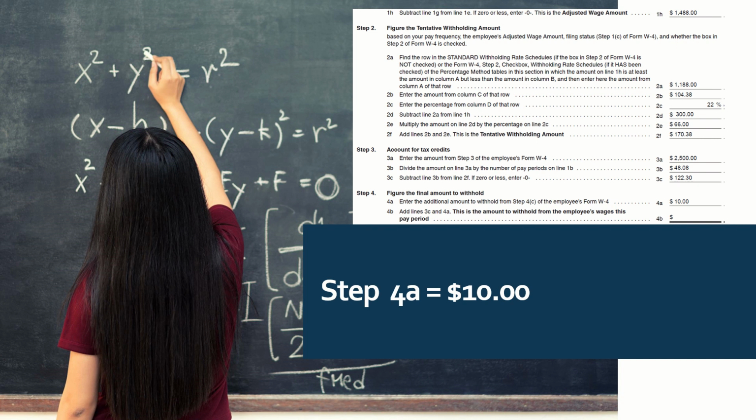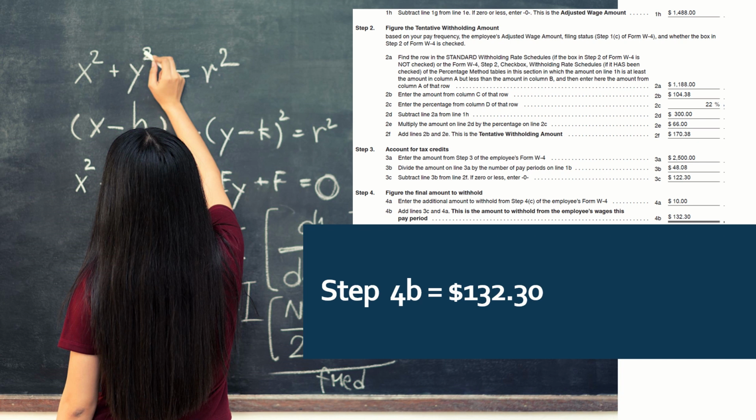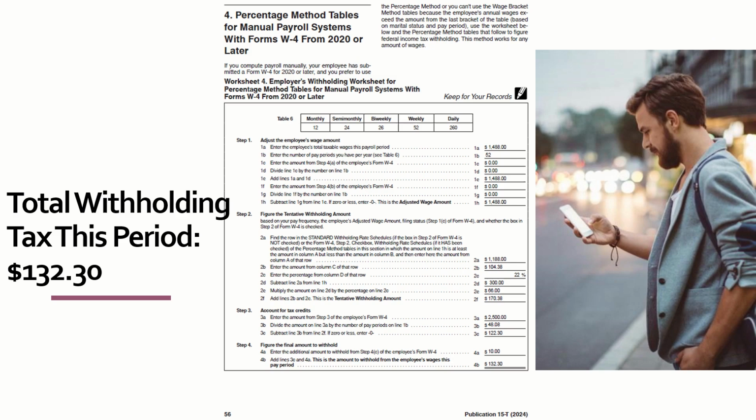On the Form W-4, Step 4C, the employee had indicated an additional $10 per pay period withholding. So we're going to add line 3C and 4A. This is the amount to withhold from the employee wages this pay period. We have successfully calculated the employee's federal withholding for this period at $132.30.